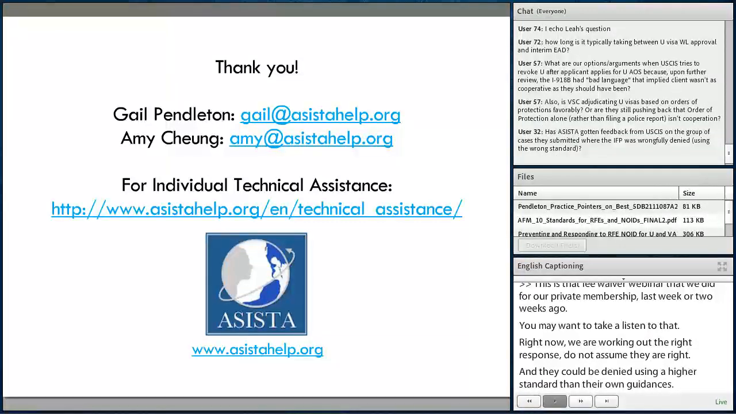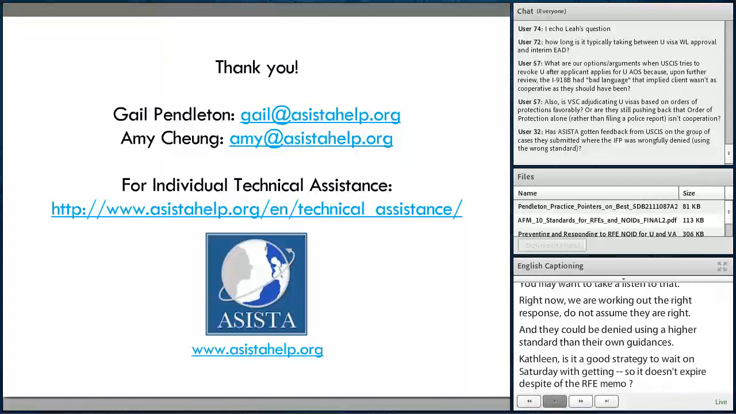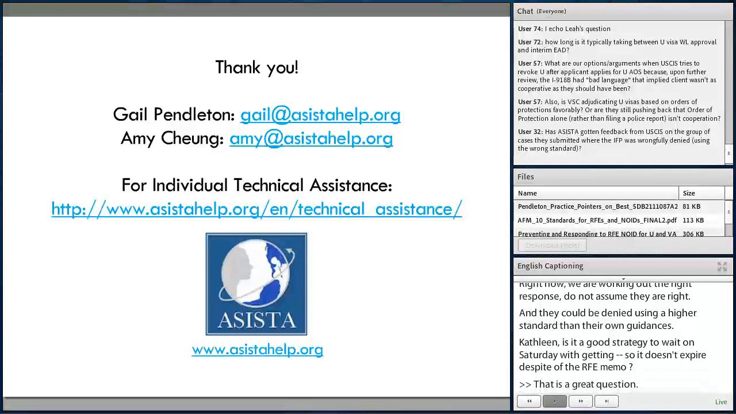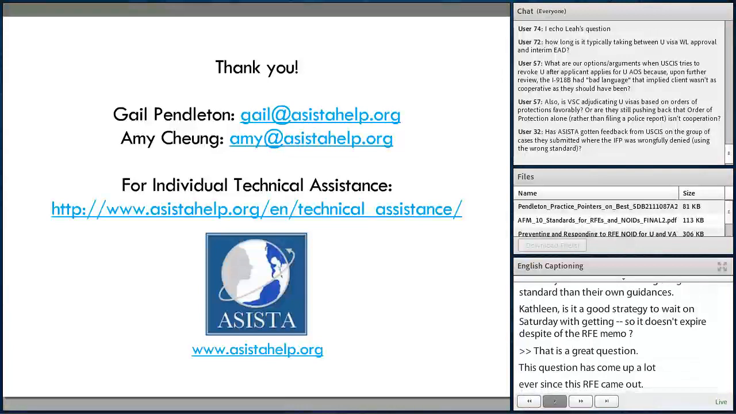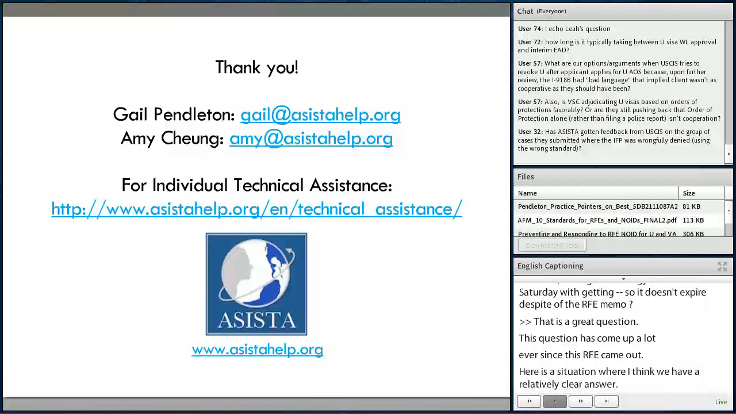All right, so let's see. Kathleen, is it still a good strategy to wait on sending an I-693 medical for U adjustments until you get an RFE so it doesn't expire? In spite of the RFE, or in light of the RFE memo? So that is a great question. This question has come up a lot ever since this RFE memo came out. And so here is a situation where I think we have a relatively clear answer.